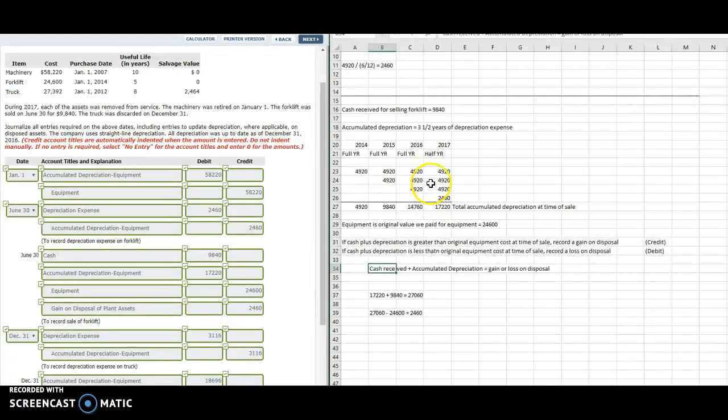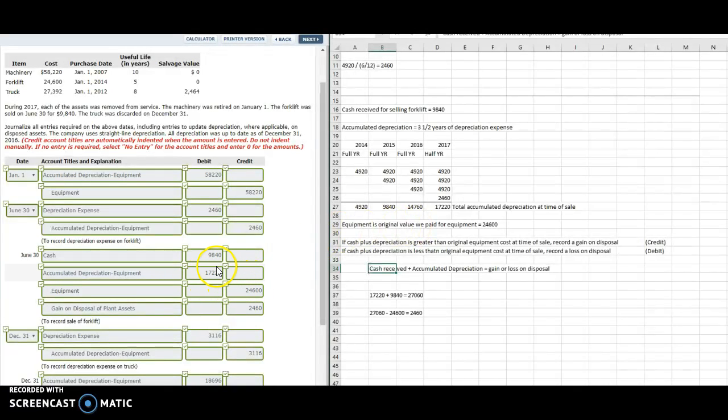And then again in 2017, because it's 3.5 years of service, we would multiply our original depreciation expense times 3.5, which would give us $17,220 total accumulated depreciation at the time of sale.